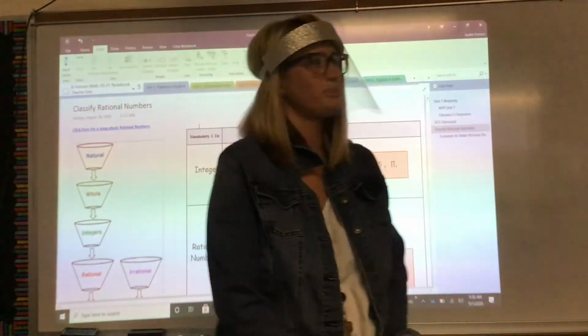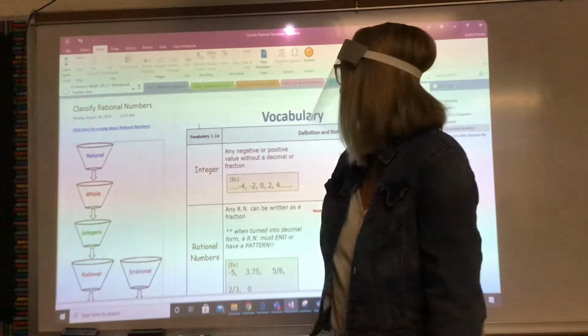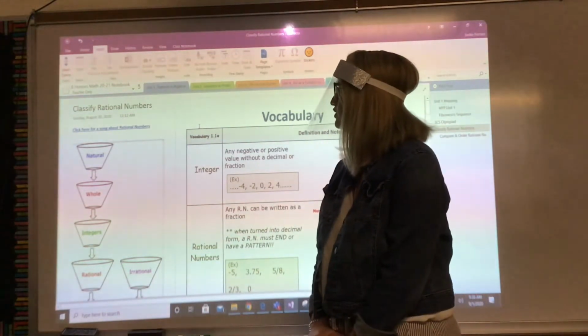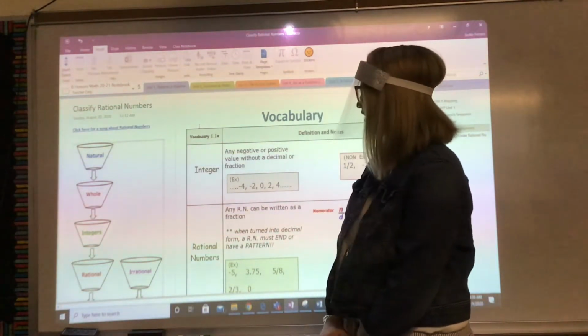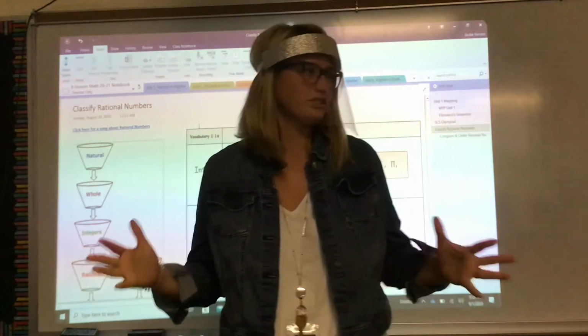Most of this you just pay attention to and you don't have to write till a little later. Okay, so the very first thing we're going to learn in algebra is called classifying rational numbers.